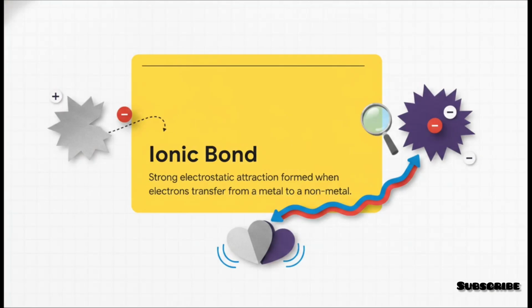So the crucial takeaway is this definition right here. When a metal wants to lose an electron and a nonmetal wants to gain one, an actual physical transfer takes place. This creates a positively charged metal ion and a negatively charged nonmetal ion. And because, as we all know, opposites attract, these two ions are pulled together by a super strong electrostatic attraction. This intense bond, which is formed by the complete transfer of electrons, is what we call an ionic bond.